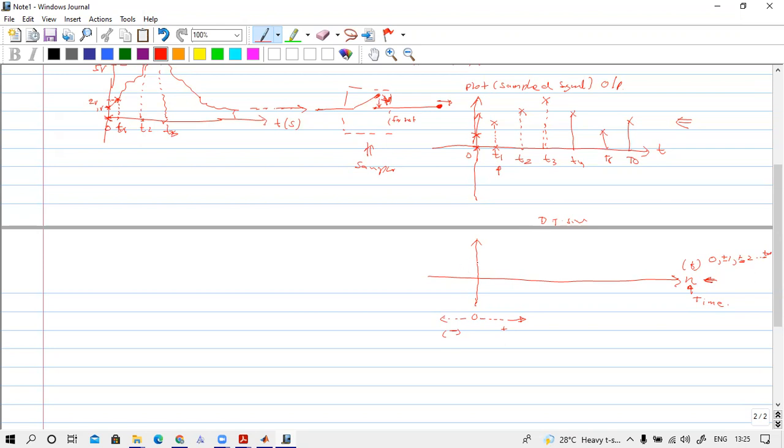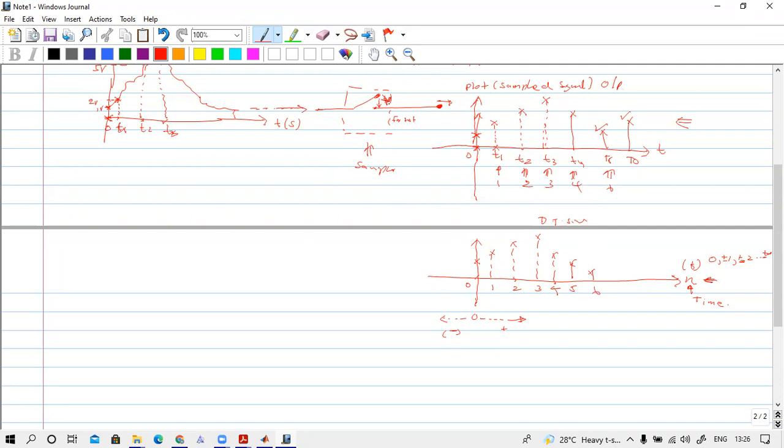This is the 0th sample. This is the first sample, this is the second sample, this is the third sample, this is the fourth sample, this is the sixth sample, like this. If I plot it with respect to n, I will get 0, this is my first sample, this is my second sample, this is my third sample, this is my fourth sample, this is my sixth sample, and this is my seventh sample. Like this, I can plot with respect to the number of samples: 3, 4, 5, 6.